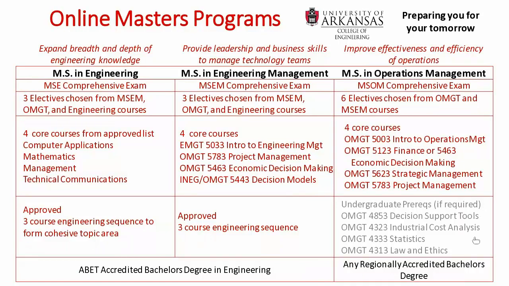Now, you are all falling off the edge of your couches. You are saying, how can I get a piece of this? What do I need to come here? Well, if you want to do any of these first 2 programs, you need an ABET accredited bachelor's degree in engineering. And you'll know it if you have it because your diploma will have the word engineering on it. If you don't have an undergraduate degree in engineering, but you do have a regionally accredited bachelor's degree, the MSOM program is the program for you.